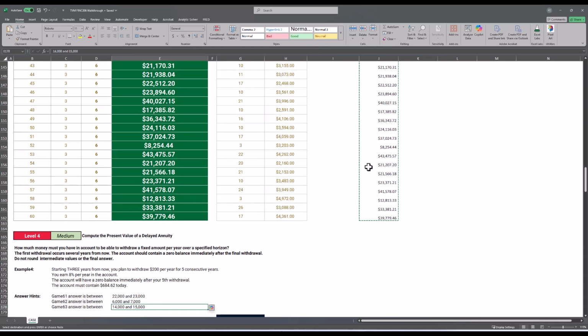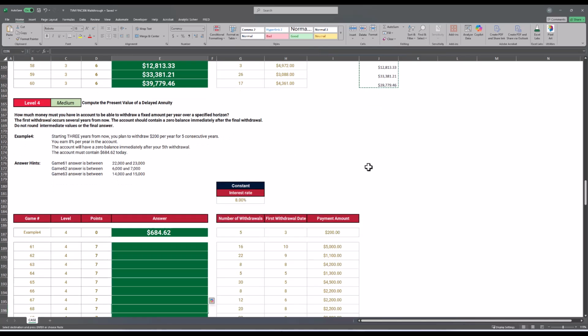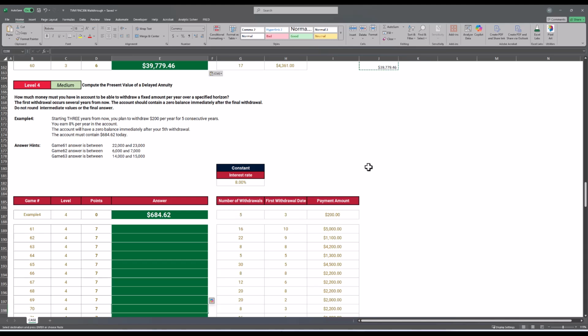Moving on to level 4, a little bit more complex. I've got the present value of a delayed annuity. So I still have an annuity, but the first payment is not in period 1. Instead, it's in period 3. And so I'm going to have 2 steps. So my step 1 will be the present value of the annuity. And then step 2, I'm going to discount it back to the present.